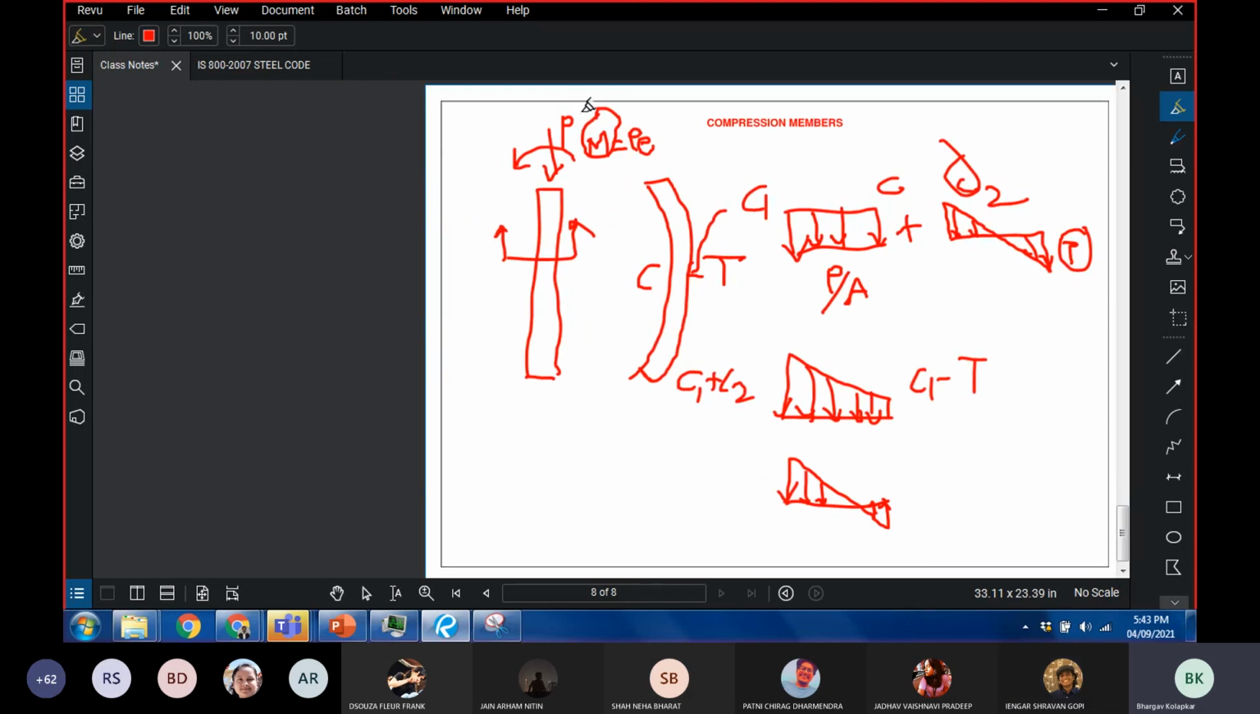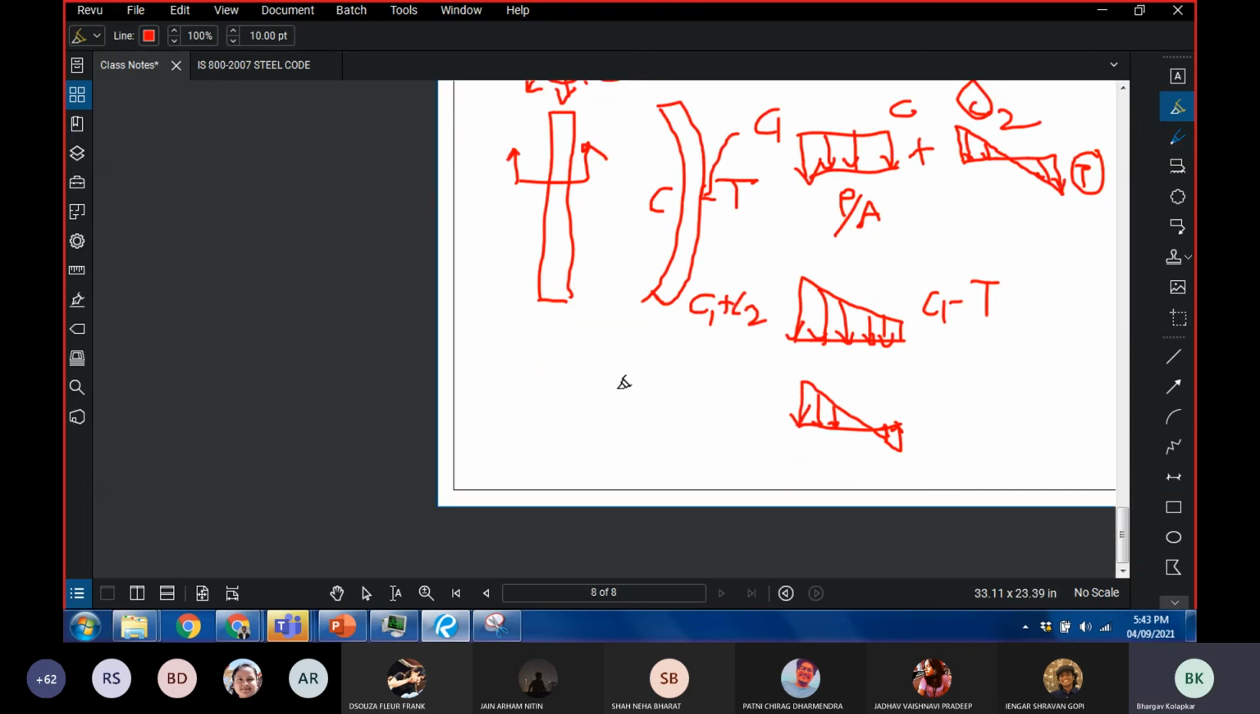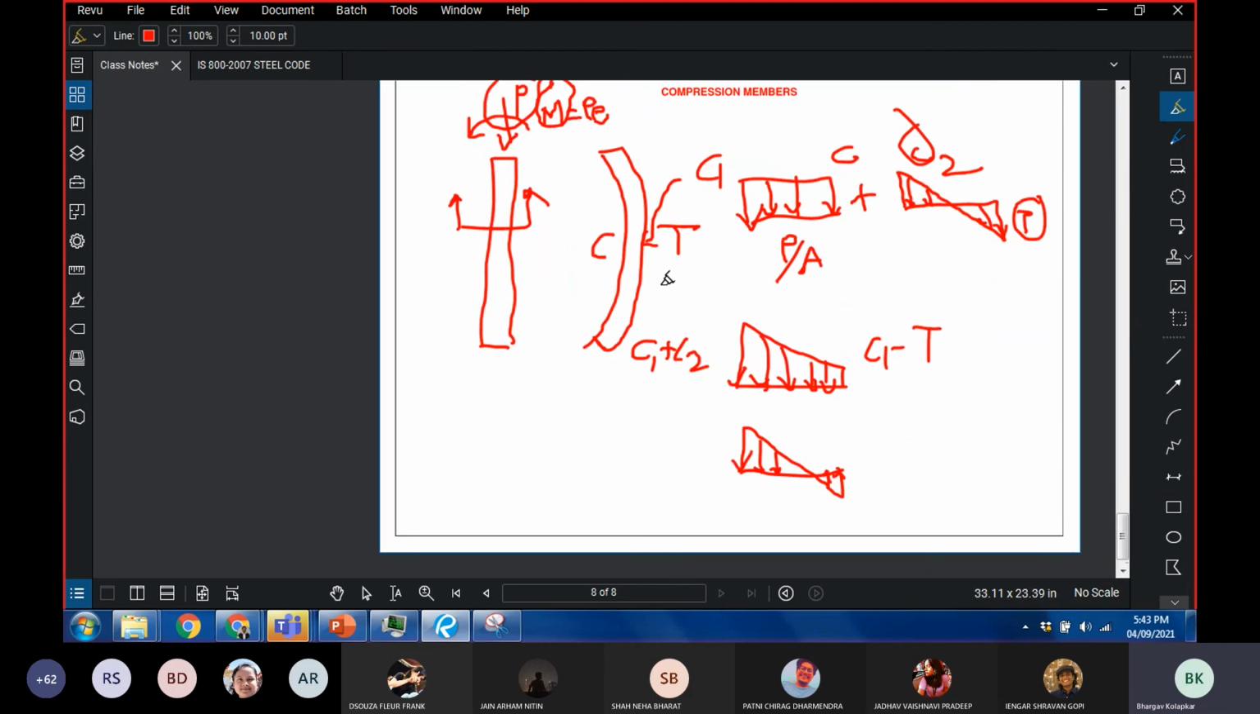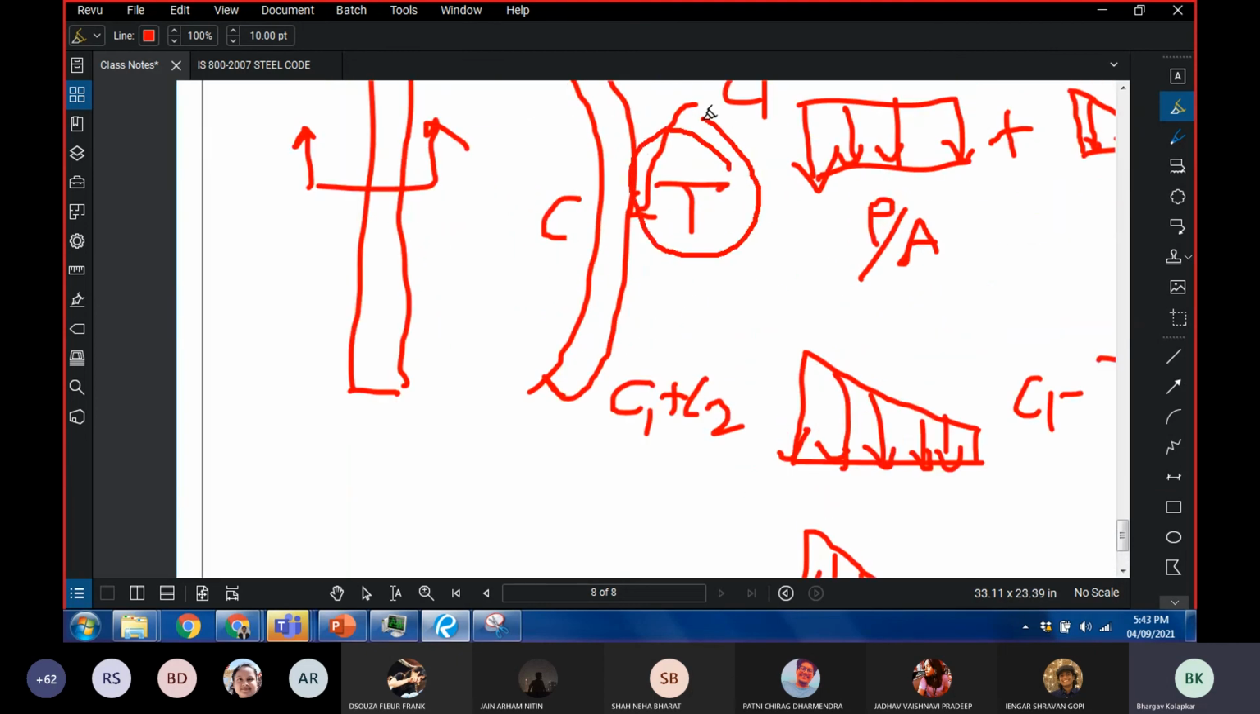We are looking at members that have only axial load. Under the axial load, there is some buckling occurring, and we're just trying to find out the stress at which it buckles. We are not treating some portion as a tension member and some portion as a compression member. We're not treating it that way.